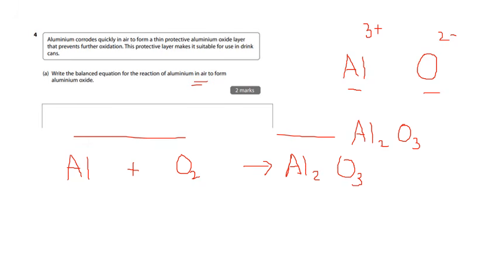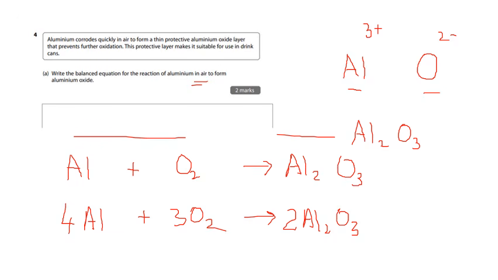You should eventually figure out that we have 4Al plus, leave the oxygen for a second, 2Al2O3, and so there are 6 oxygens there, so 3O2, and that's it there.